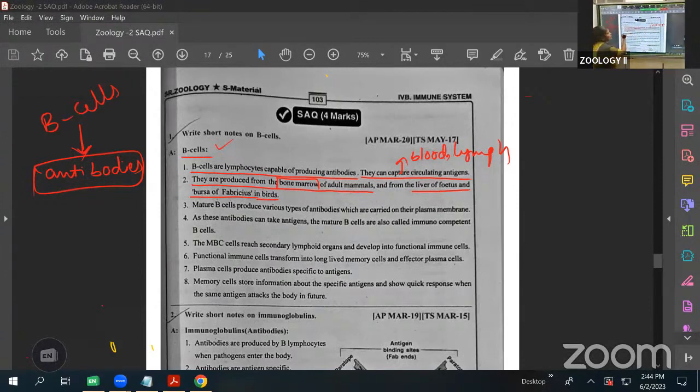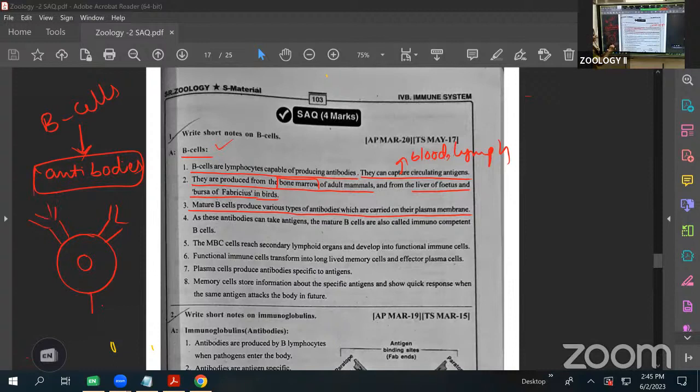Next, the mature B cells produce various types of antibodies which are carried on their plasma membrane. They are capable of producing antibodies which are carried on their plasma membrane. For example, this one is the B cell. These antibodies are Y-shaped, and they are present on the B cells.